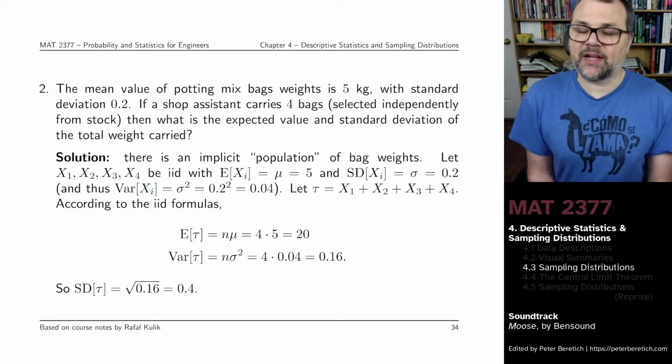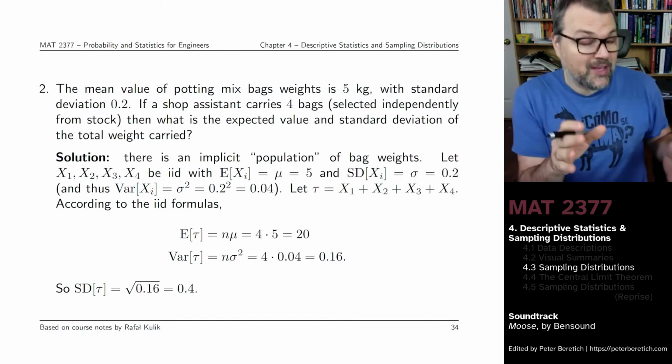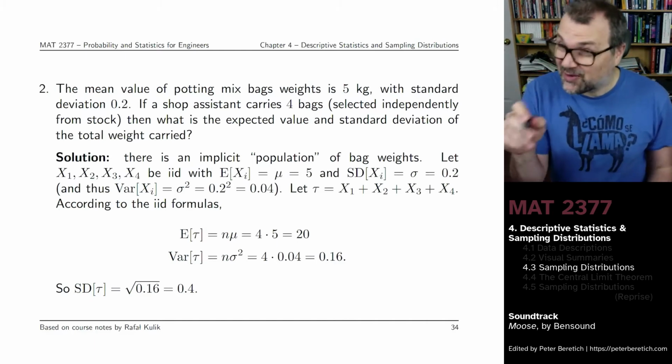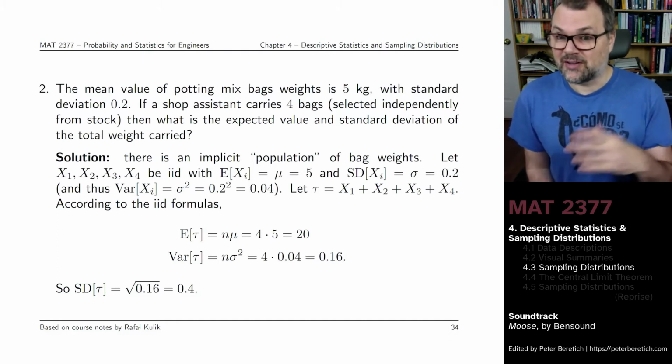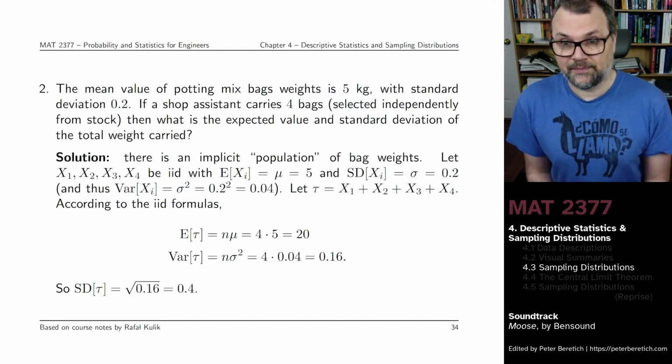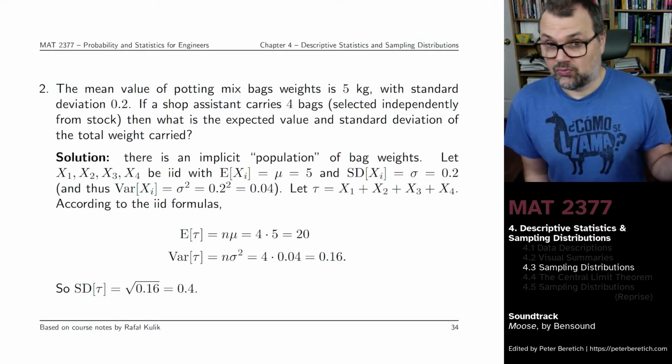Now, their mean value can be 5 kilograms, but you know as well as I do that they can't all be exactly 5 kilograms, even though it says 5 kilograms on the bag. There'll be some variance, some variation in weights. So we'll say the standard deviation is 0.2 kilograms.